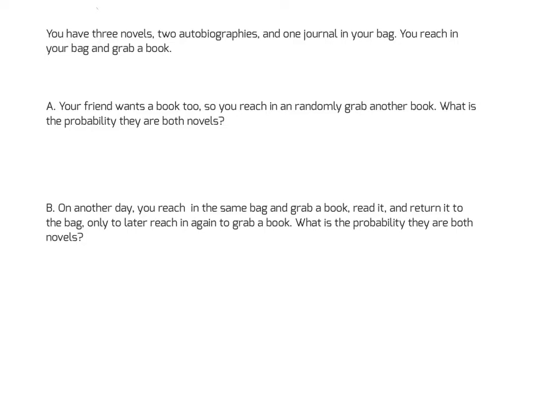Well, first, is this independent or dependent? And you want to think about that before you start plowing ahead. So I've got my book out and then I'm pulling another book out. So these are dependent events because I never put my book back. So the sample space for my book is novel, novel, novel, autobiography, autobiography, journal.